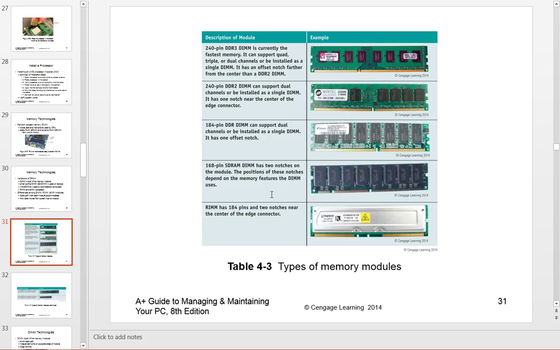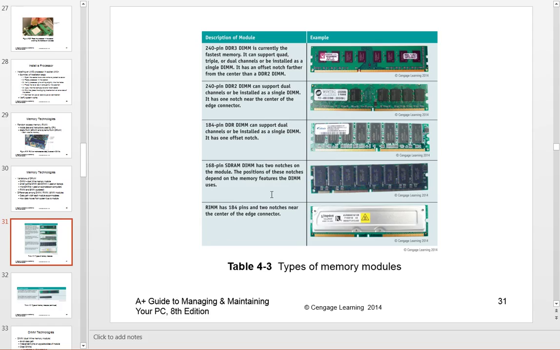Here's some examples of some different ones. 240 pin, 184 pin, 168 pin. So you start at the top with the most recent DDR3 example. There are a lot of differences. And then we kind of step back to DDR2, to DDR, to SDRAM, to RAM.